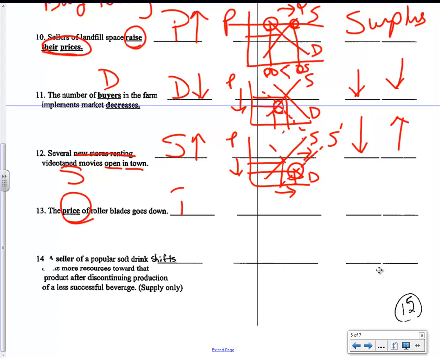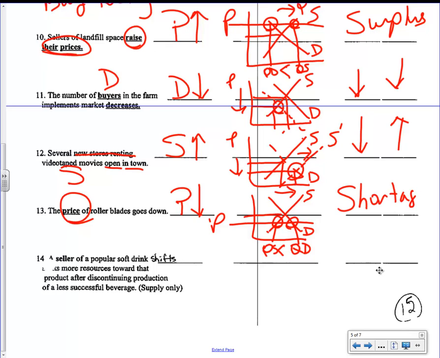13, price goes down. So now the price is below the equilibrium. So we've got quantity supplied and we've got quantity demanded. So since quantity demanded is greater than supply, we have a shortage. But we changed the price. That's the only item we changed, so we can't shift a curve. Price can never ever shift a curve.